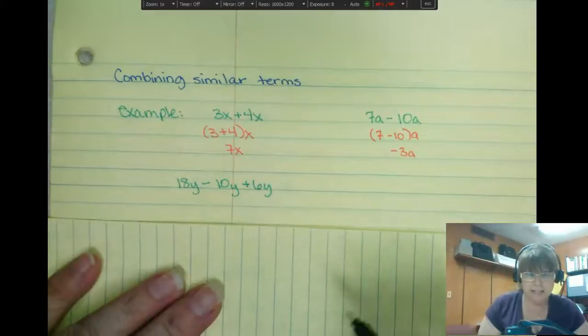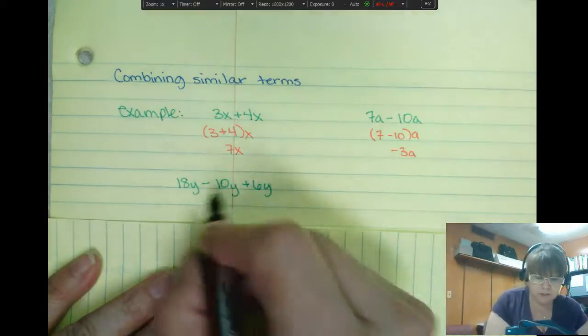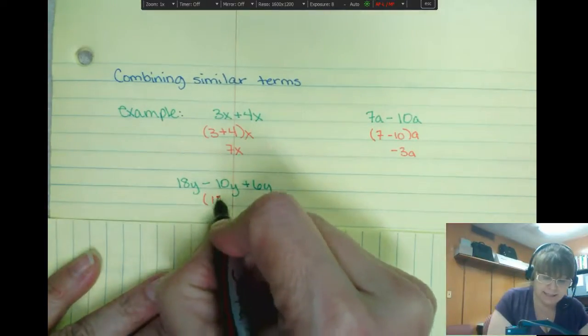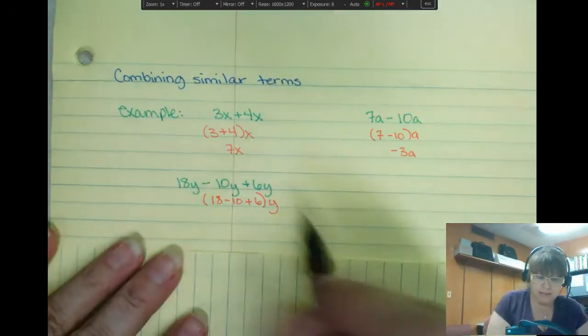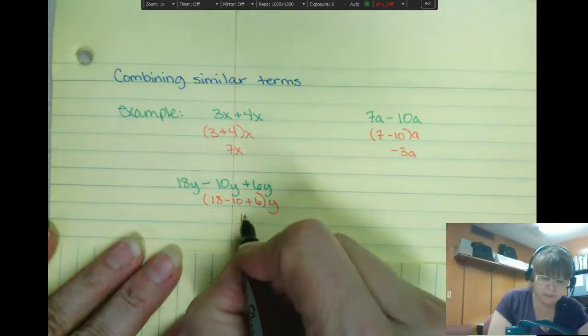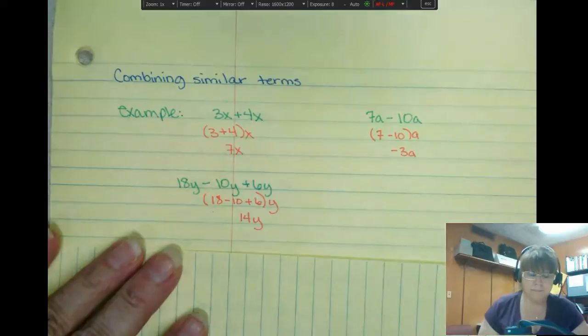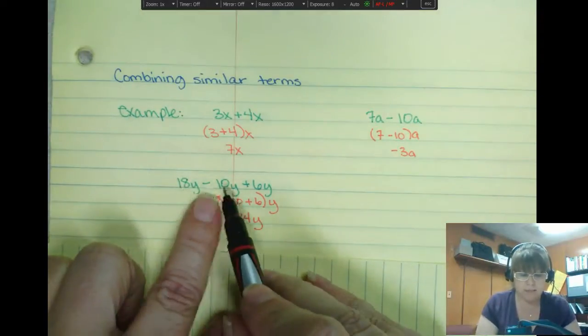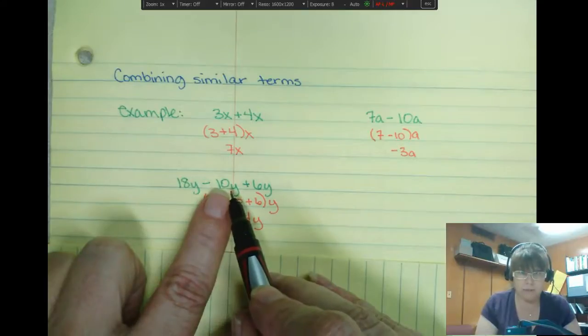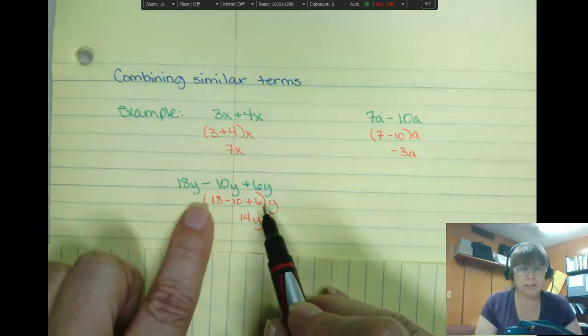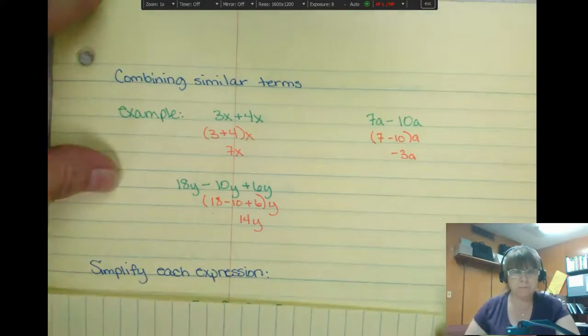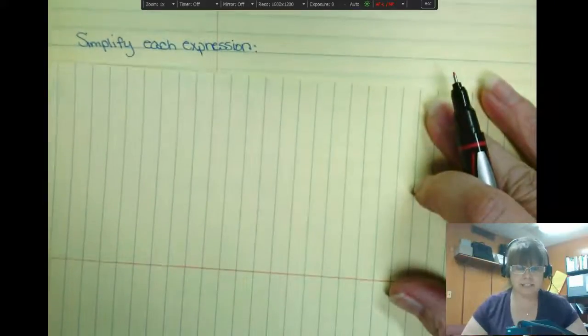Let's try 18y minus 10y plus 6y. They're all like terms. Another way of looking at it is 18 minus 10 plus 6 times y. 18 minus 10 is 8, plus 6 is 14y. Now you might be able to say, oh, 18y minus 10y is 8y plus 6y is 14y. That's fine. If you need to get all the numbers together, group all the numbers first, that's okay too. Either way will work. So let's simplify each of these expressions.